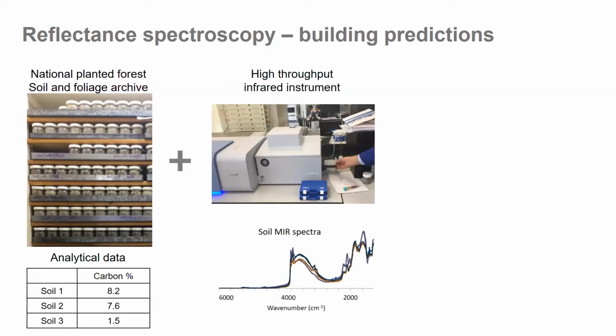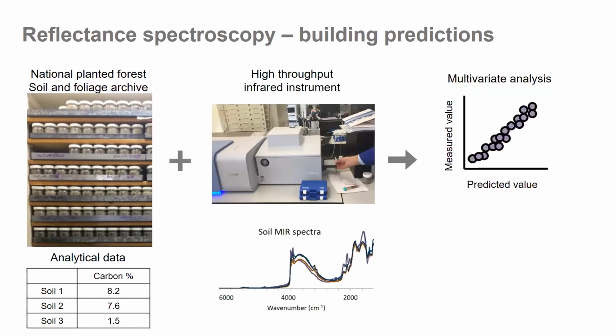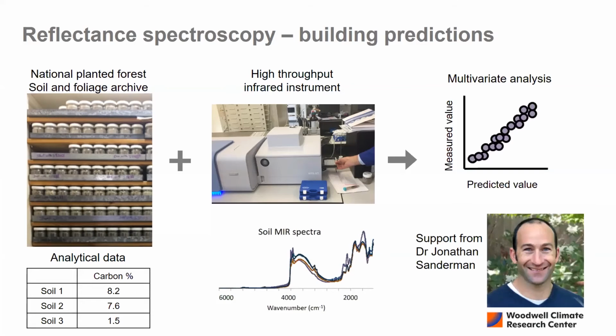The spectra is used to predict chemical properties using multivariate analysis, and we can compare how well we do by correlating with our measured analytical data. This work that we are doing is supported by our collaboration with Dr. Jonathan Sandeman, who is an international expert in using soil spectroscopy to predict a number of soil chemical properties.